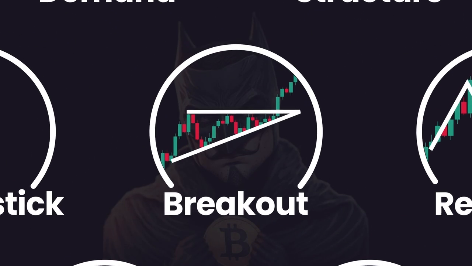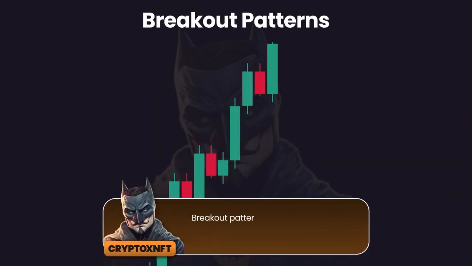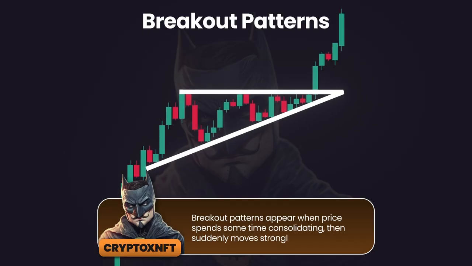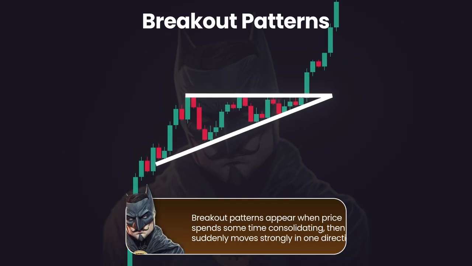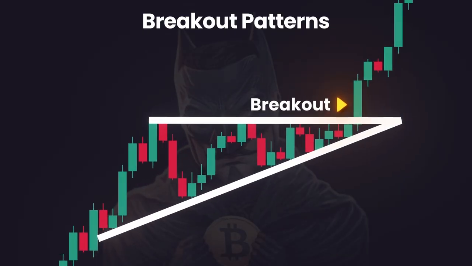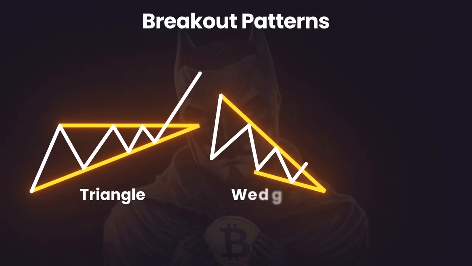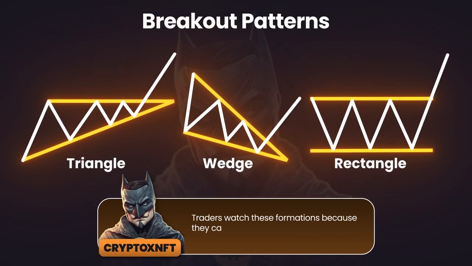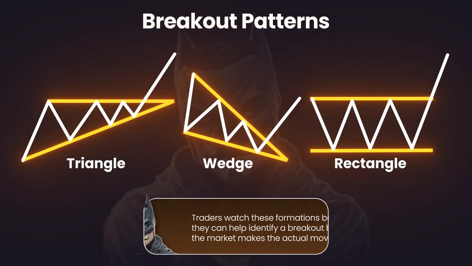Breakout patterns. Breakout patterns appear when price spends some time consolidating, then suddenly moves strongly in one direction. This kind of move is called a breakout. Before the breakout happens, the market often forms recognizable shapes such as triangles, wedges, or rectangles. Traders watch these formations because they can help identify a breakout before the market makes the actual move.